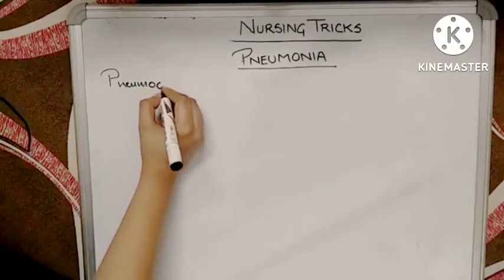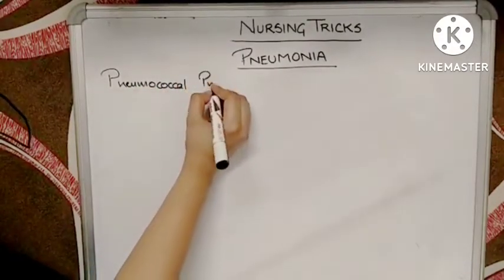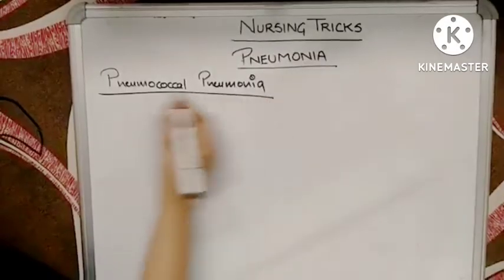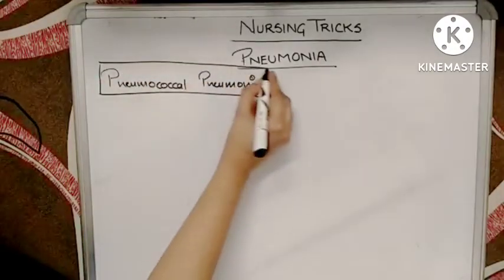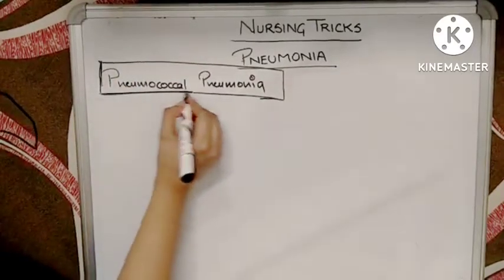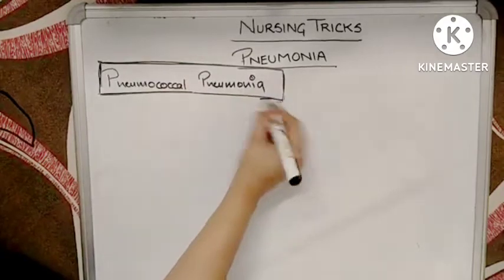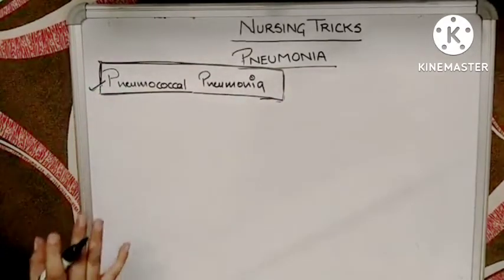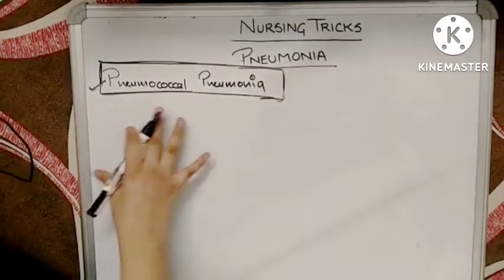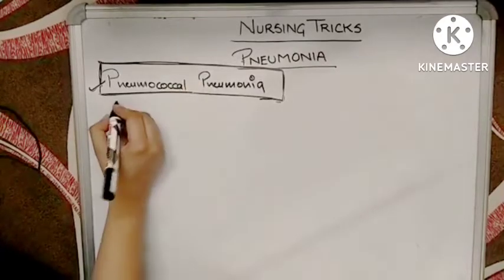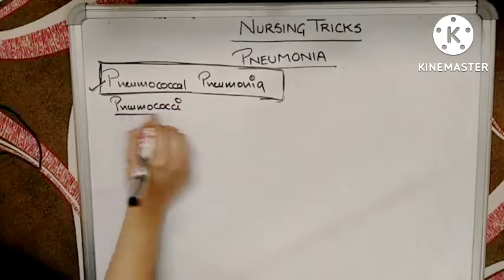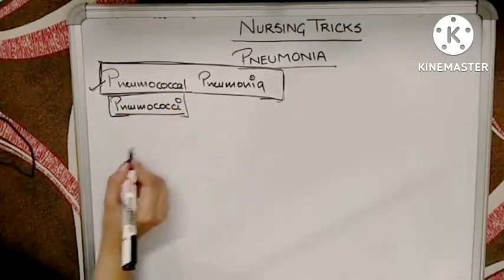Pneumococcal pneumonia. Whenever we are studying any disorder or any word, we should first see what words are coming in that particular sentence. So here we can see pneumococcal. Pneumococcal pneumonia means this particular pneumonia is caused by the bacteria which is the pneumococci. So the causative organism is the pneumococci.